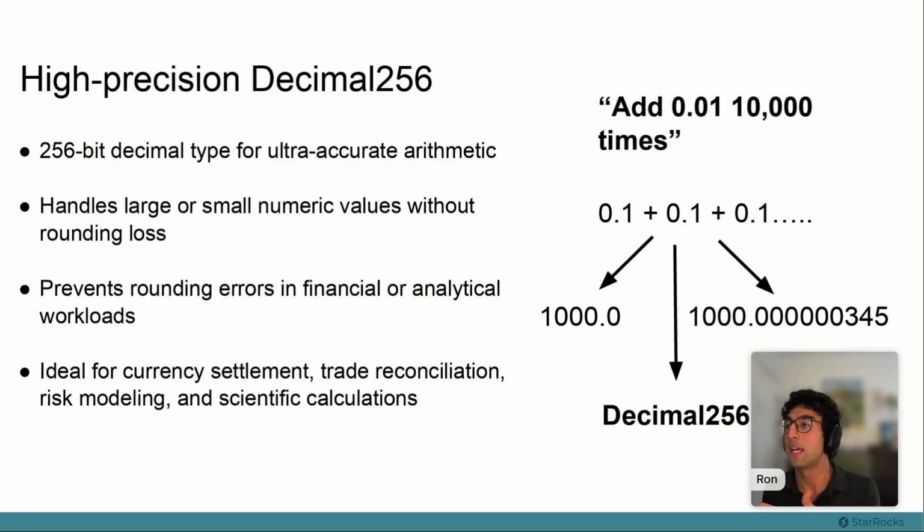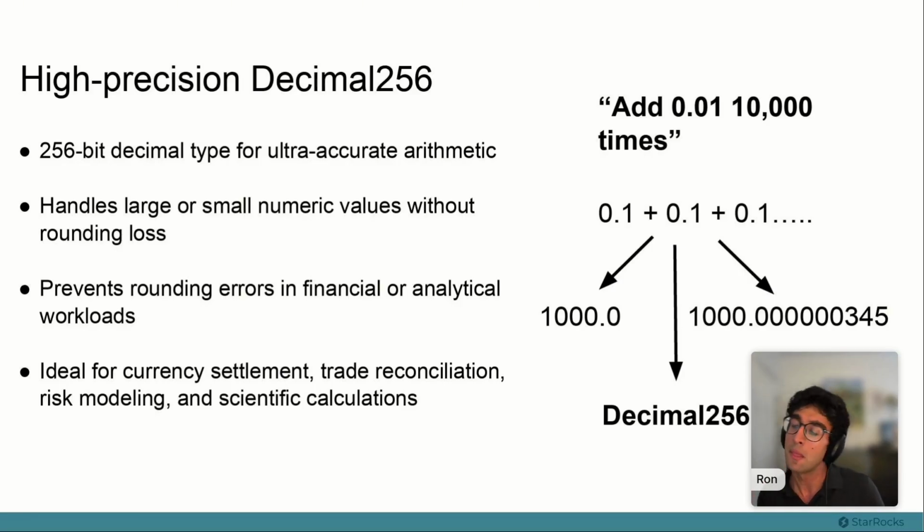For example, on the right-hand side, the example I put here is add 0.01 10,000 times. In a traditional data type, say you're using a float, you would expect the result to be 1,000. But in reality, small mistakes accrue on each addition that can result in some remainder at the end if we're not using super accurate data types to do some of this computation.